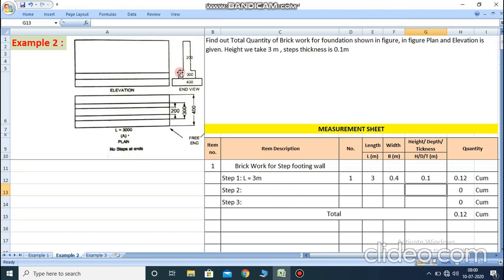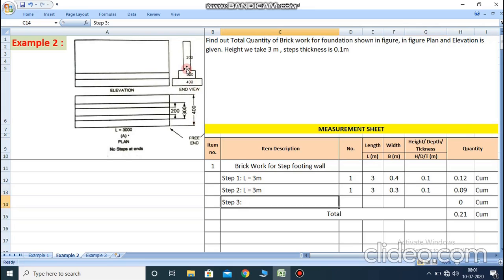Now we take the second step. See this figure, the second step is 300 mm width and height is 0.1 meter, and we write length equal to 3 meter because here no steps at the end. So first we count the number as 1, length is 3 meter, width is already given in the section part as 0.3 meter, and height we take 0.1 meter. So it's the second step.